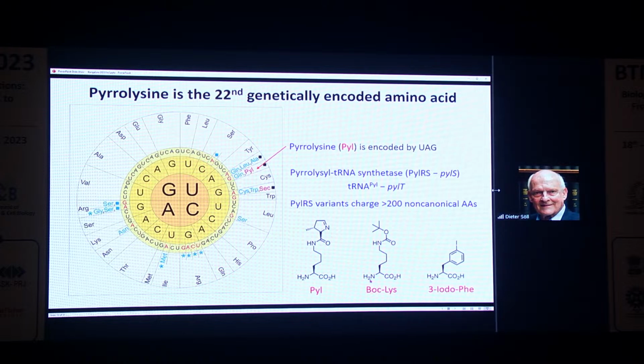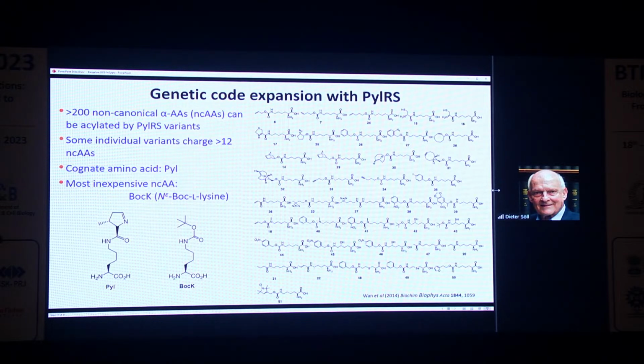For instance, like glycine or iodophenylalanine. And in this slide you can see, out of a review by Venture Use Laboratory, just some of the many modified amino acids that can be charged. Some of the individual variants charge over 12 non-canonical amino acids. The cognate amino acid is pyl, and the most inexpensive is glycine.